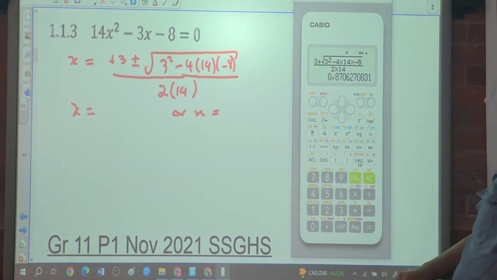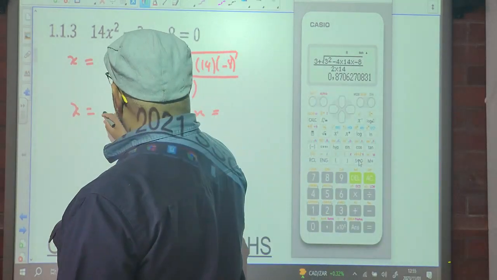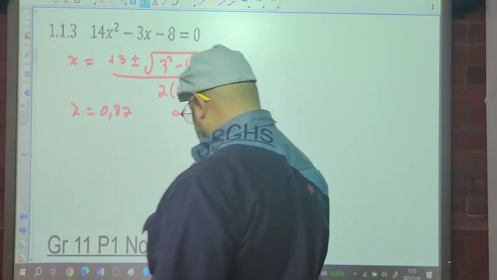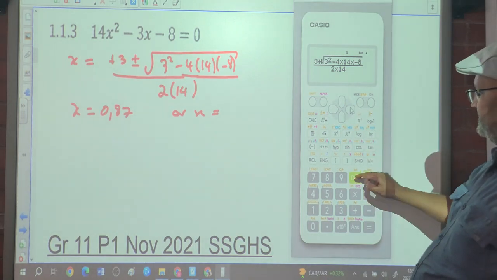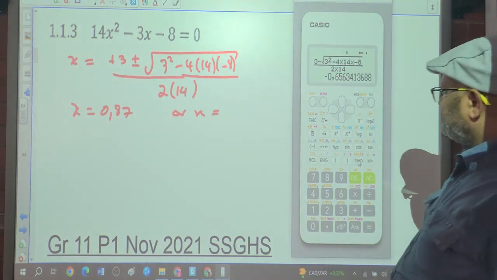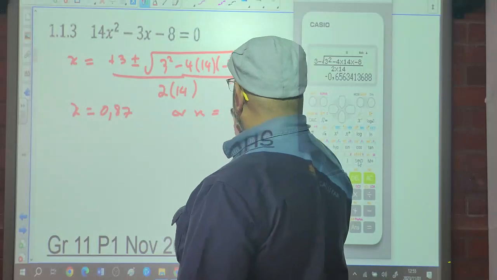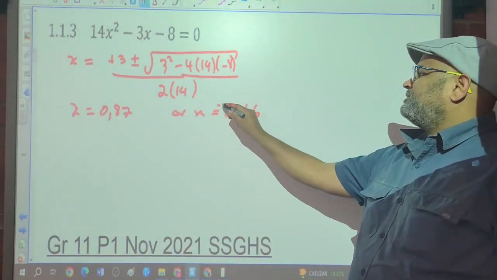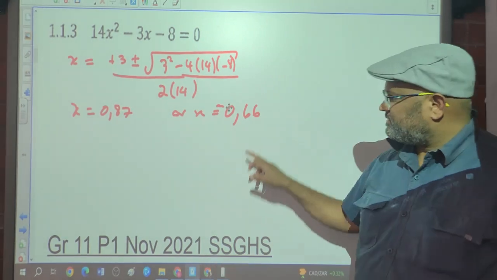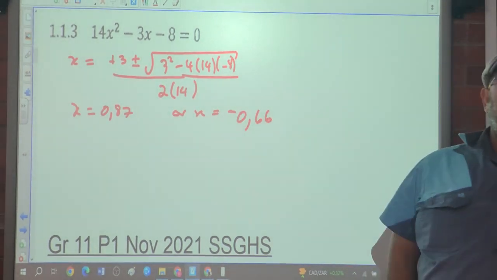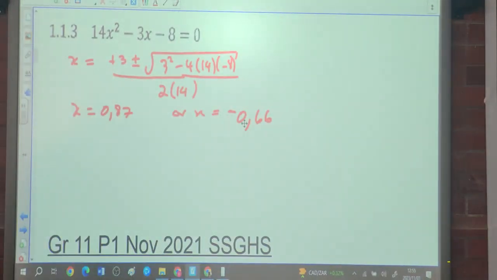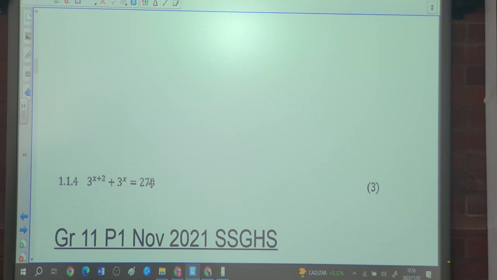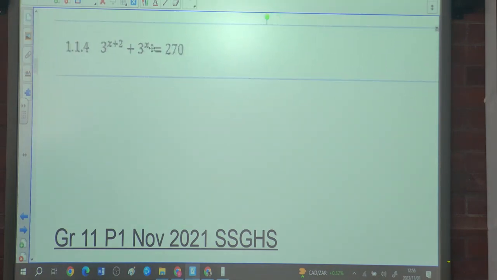As you can see, it's irrational, so it's 0,87. Is that correct? 0,87. Or as negative 0,66. Okay. You guys understand? Any confusion? Not yet, no? This is the easy marks. Let's go to the next question.